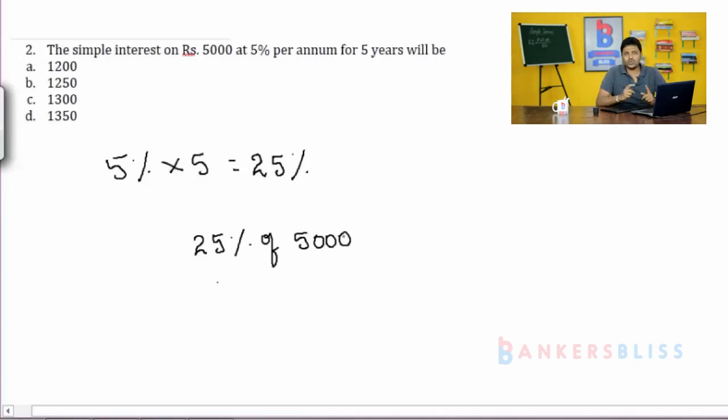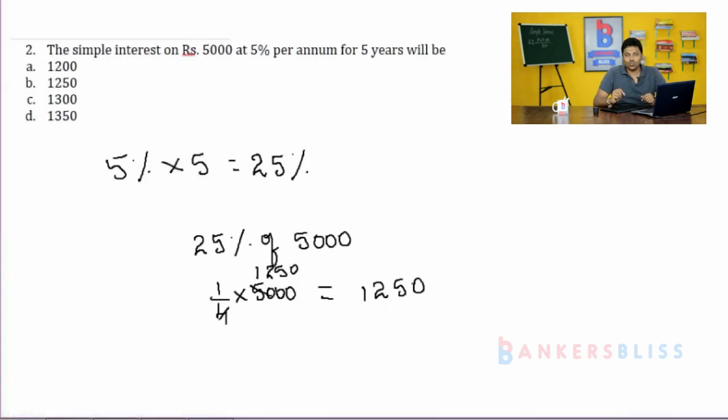25% is nothing but 1/4. We have discussed these things in percentages. So, 1/4 of 5,000, if you solve, you will get 1250. So, 25% of 5,000, that is 1/4 of 5,000, which is equal to 1250. If you apply the formula, it simply kills the time. So, 5% into 5 years is 25%, that is one short calculation. 25% of 5,000 is 1/4 of 5,000, which is 1250.